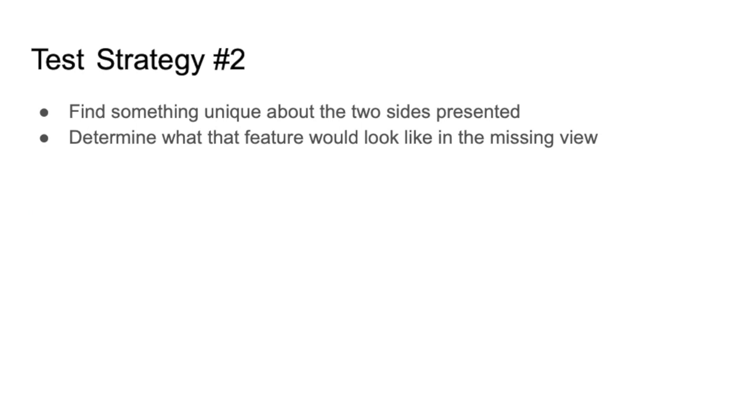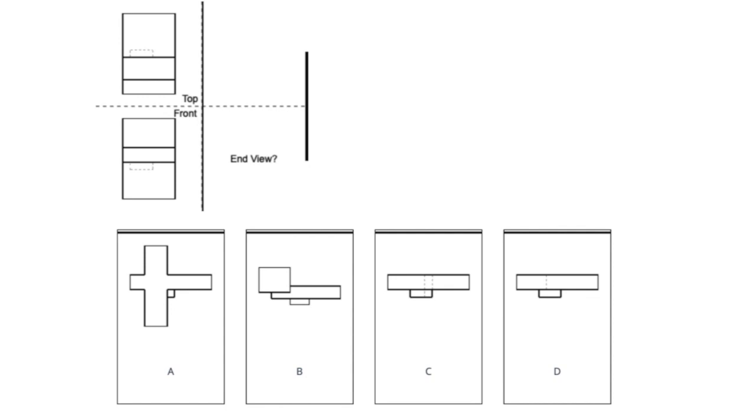Another test strategy is to find something unique about the two sides you are presented with, and then determine what that feature would look like in the missing view that you need to figure out. So let's try an example now. Okay, so in this example, we are given the top and the front views. So that means we need to figure out which of these answer choices is the missing end view.